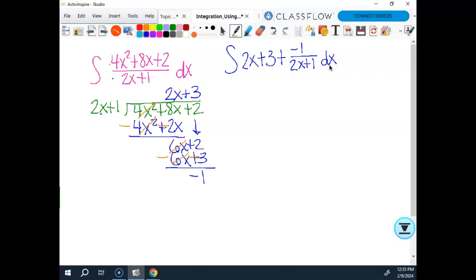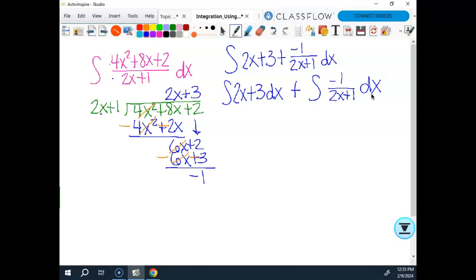Different and simple, right? So I'm going to separate these integrals into the integral of 2x plus 3 dx plus the integral of negative 1 over 2x plus 1 dx. All right? So let's integrate this first side first.